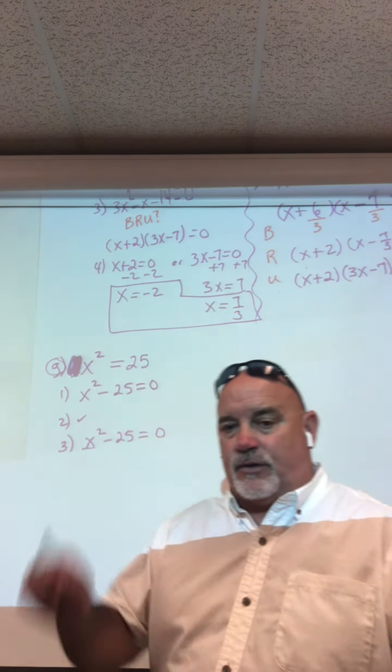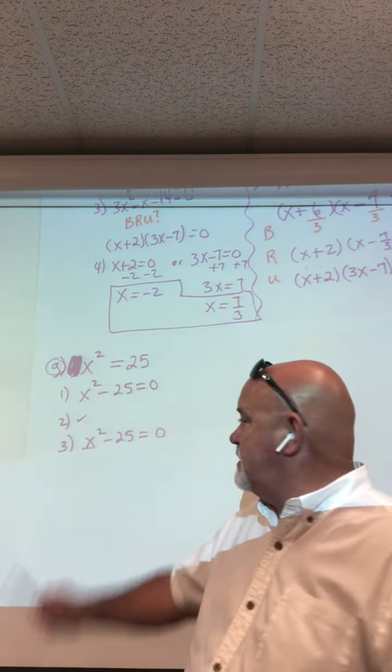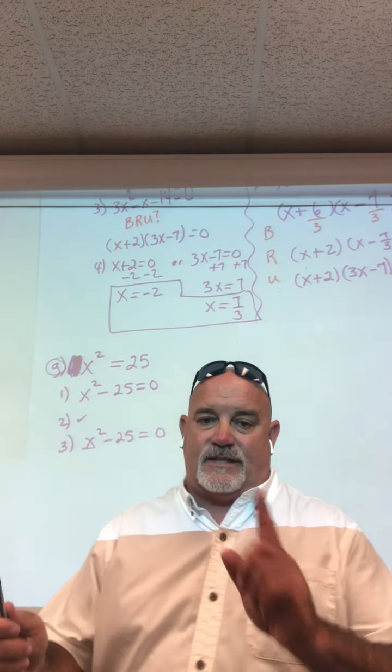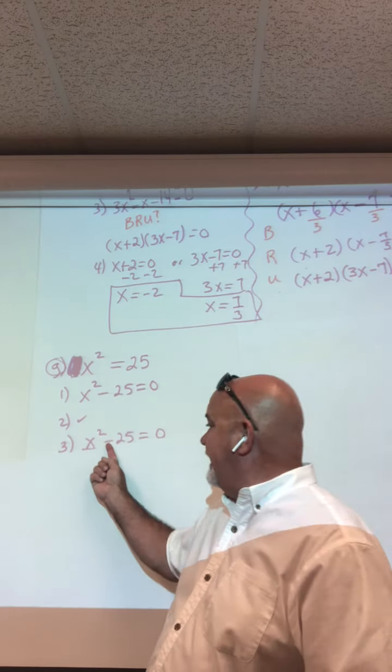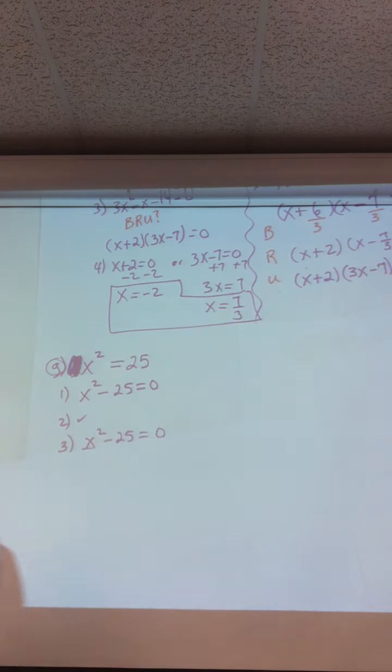So how does it factor? Do your two sets of parentheses. X squared breaks up x and x. 25 breaks up as 5 and 5. The signs are different. One's a plus, one's a minus. So that's where this comes from.